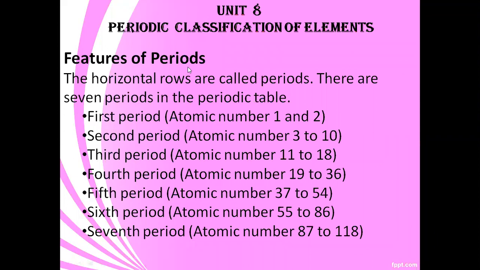Features of periods. In the modern periodic table, the horizontal rows are called periods. There are 7 periods in the modern periodic table. The first period contains the atomic numbers 1 and 2, that is hydrogen and helium. This is the very shortest period because it contains only 2 elements, hydrogen and helium.